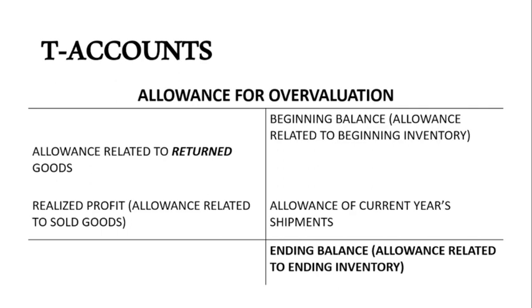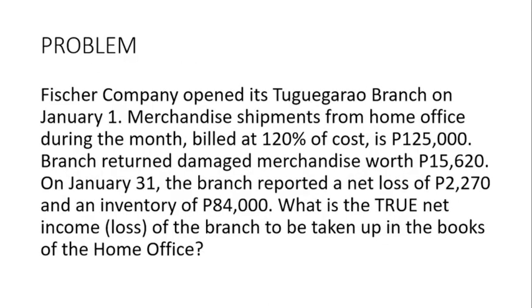So, beginning balance plus allowance of current year shipments minus the allowance related to return goods minus the realized profit, which is the allowance related to the sold goods, will give us the ending balance, or the allowance related to ending inventory. We need to remember this one for us to be able to compute for the realized profit using the T accounts. So let's test this T account using the problem.